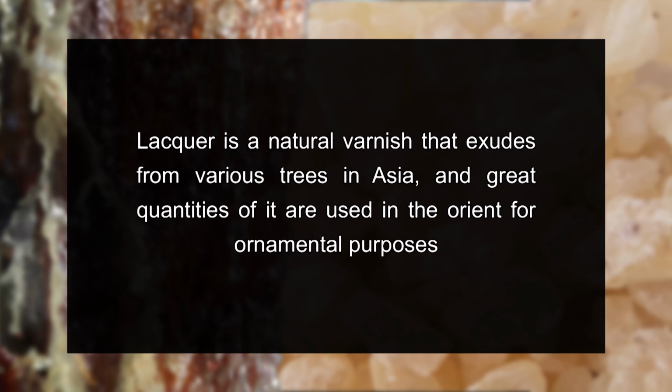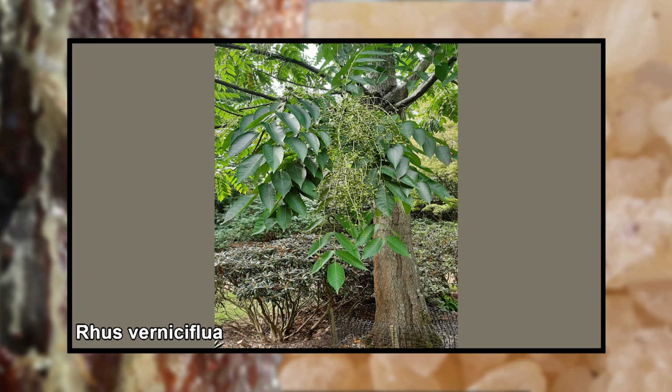Lacquer is a natural varnish that exudes from various trees in Asia, and great quantities of it are used in the Orient for ornamental purposes. The principal source is the lacquer tree, that is Rhus verniciflua, native to China but cultivated in Japan. The trees are systematically tapped. The exudate is a milky liquid which darkens and thickens rapidly on exposure to air.